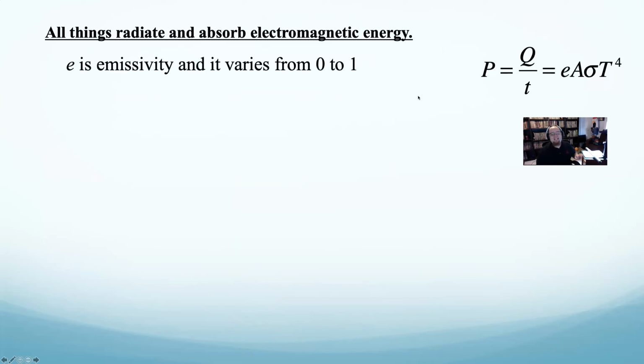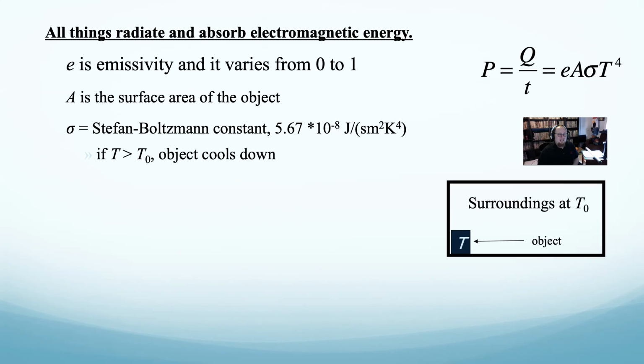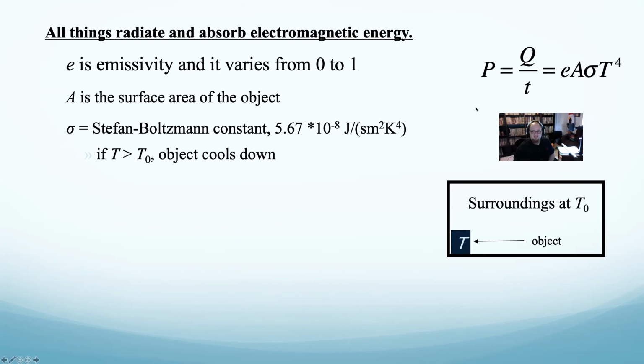E is known as the emissivity. It is simply a constant from 0 to 1 for an object to say how well it emits. A is the surface area of the object. Sigma is called the Stefan Boltzmann constant. We already talked about the Boltzmann constant. This is the different one. This is the Stefan Boltzmann constant, and there's its value. And T is the temperature of the object.